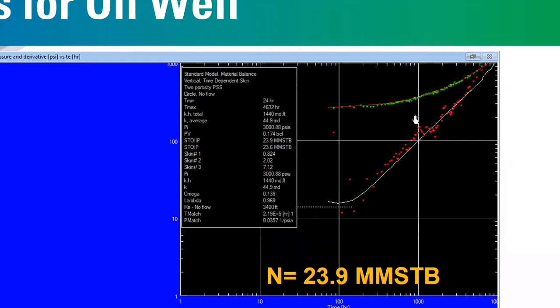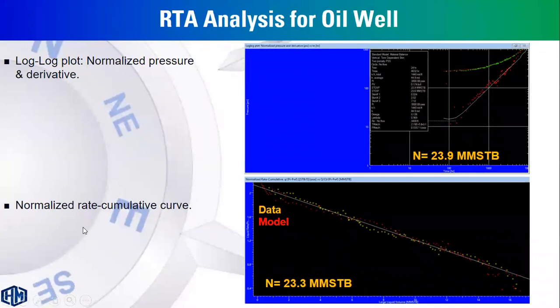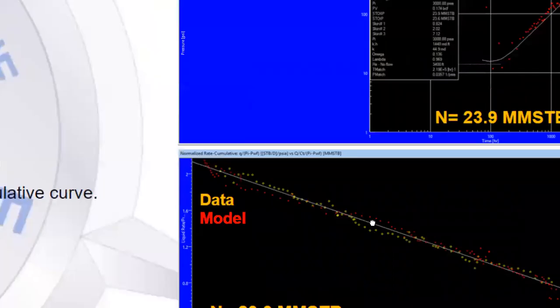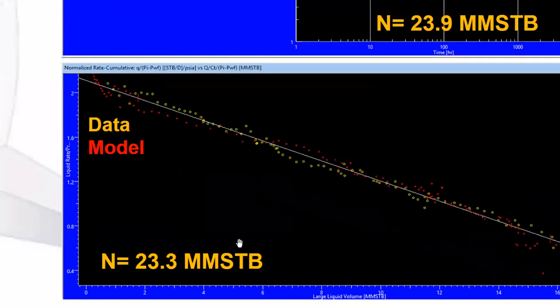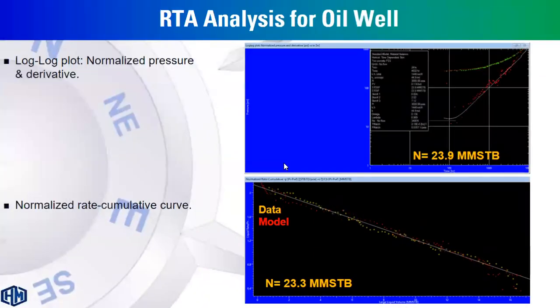Once you have a unit slope line, which means the confirmation of boundary dominated flow, we can predict the value of N, or stock tank oil initially in place. We can even use this normalized rate cumulative plot. This is also to have another estimation of N, which is close to 23.5 million stock tank barrels for this case.